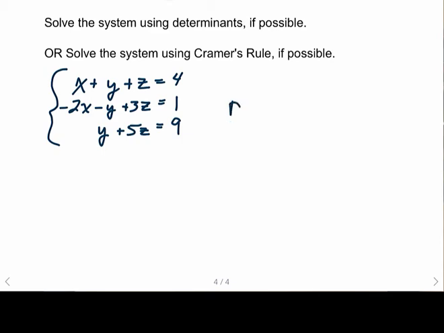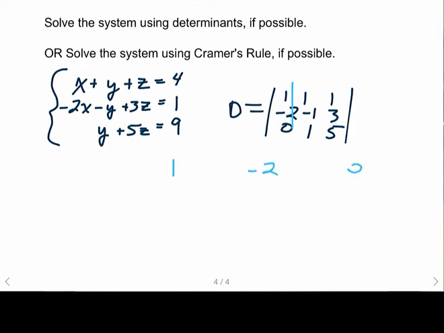I'm first going to compute D, which is the determinant with rows 1, 1, 1; negative 2, negative 1, 3; and 0, 1, 5. I'm going to expand down the first column. And so I have coefficients of 1, negative 2, and 0. According to the sign array, the 1 has a positive cofactor. The negative 2 has a negative cofactor, so it's negative, negative 2. The 0 has a positive, but we don't care about that because it's 0.